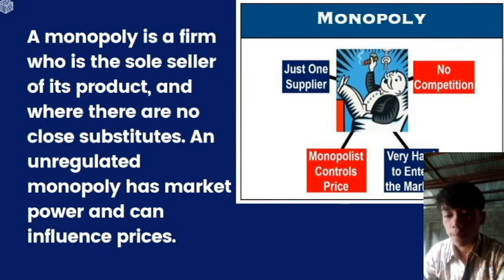A monopoly is a firm that is the sole seller of its product, where there are no close substitutes. An unregulated monopoly has market power and can influence prices. So a monopoly is just one supplier, no competition. Monopolies control price and it is very hard to enter the market.